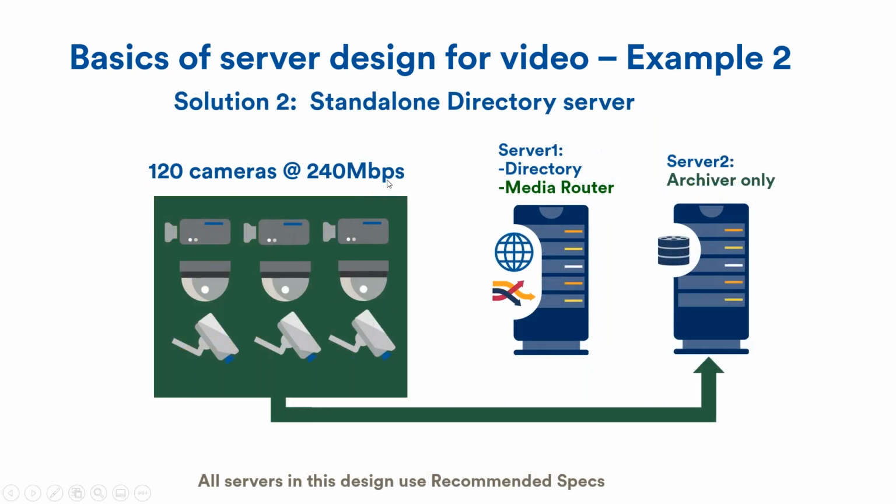Or solution 2 could be that we have the directory and the media router on a single server and the standalone archiver supporting all the cameras. Because again, we have 120 cameras at 240 megabits per second, and we were going to use those recommended specs for 300 megabits per second. We're below that number, so a single archiver should be able to handle this. So you would need 2 servers in the environment, just as in the previous example, but you don't have an archiver running on the directory and media router server.